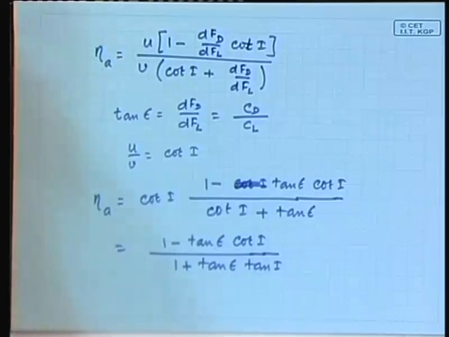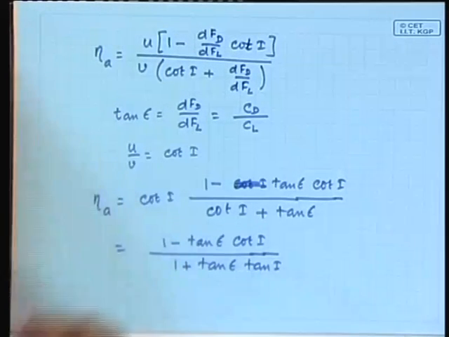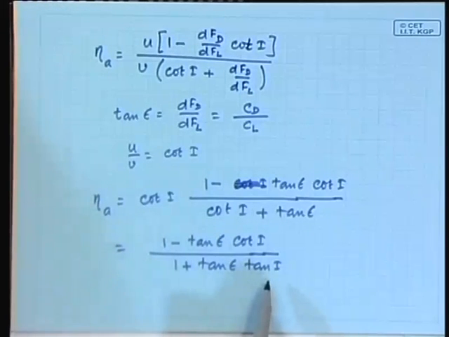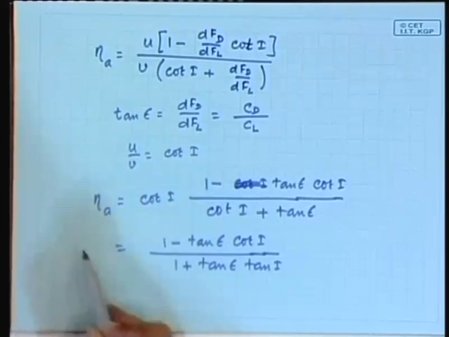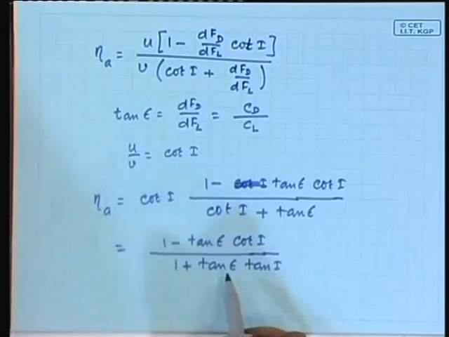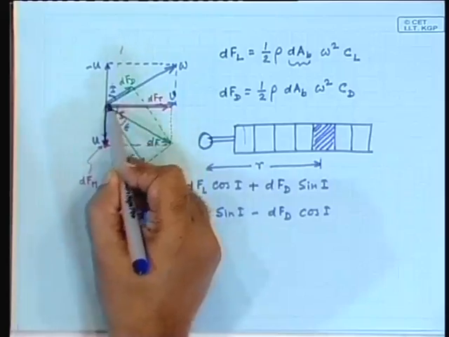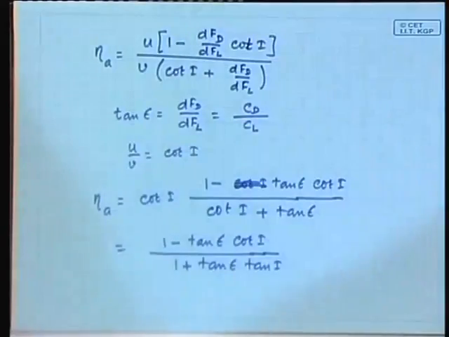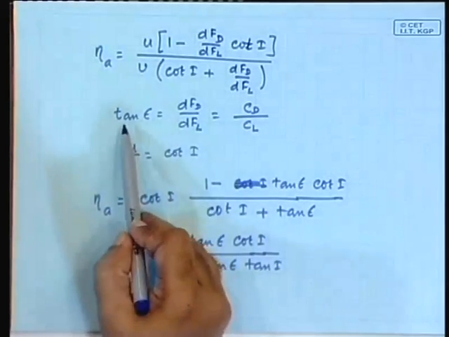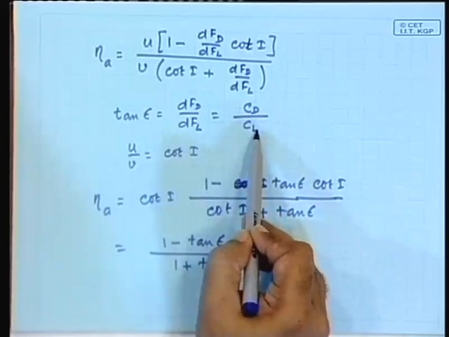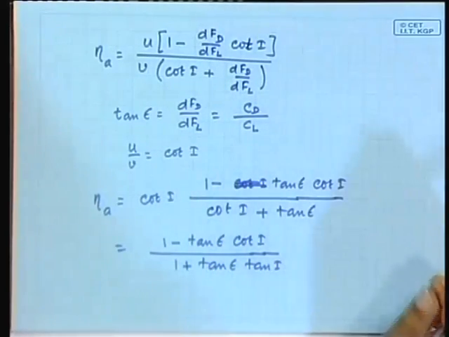What is the purpose of all this? The purpose of all this is that we are trying to maximize this. Any person with reasonably good mathematical intuition will see how this can be maximized: by minimizing tan epsilon. Because if tan epsilon becomes 0, what is the aerodynamic efficiency? 1. You cannot really bring it to 0, because tan epsilon being 0 means there is no dFd, which cannot be possible. But ultimately, we should be trying to reduce this. That also follows from common sense, because tan epsilon is CD by CL. We should try to minimize CD and maximize CL. So, that is also logically correct.